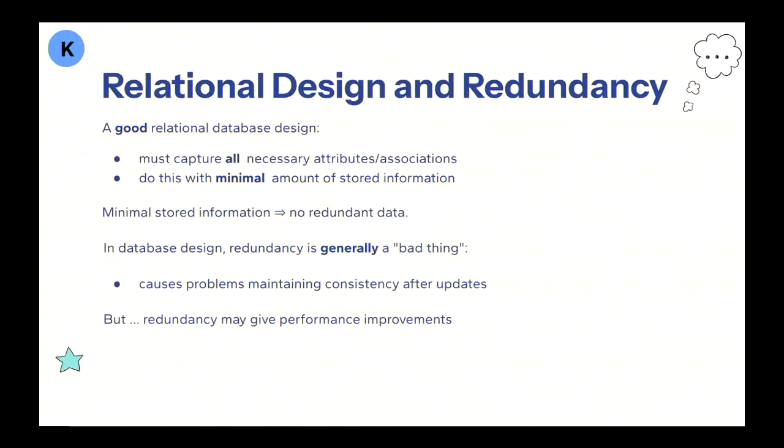However, redundancy sometimes may give us performance improvement. For example, if we merge different tables into one big table, we could avoid join operations, and join operations is often time consuming. So that's one example for redundancy giving a boost for performance. And what else can you think about redundancy could help?